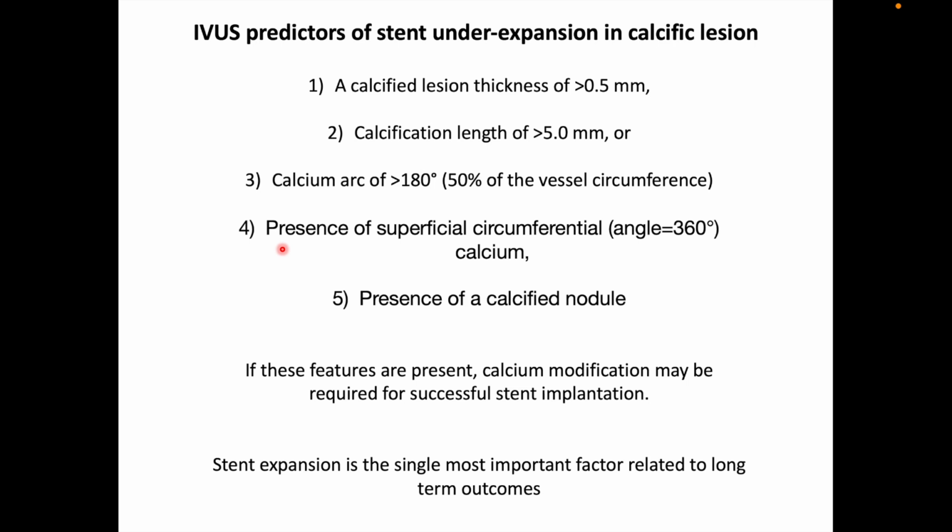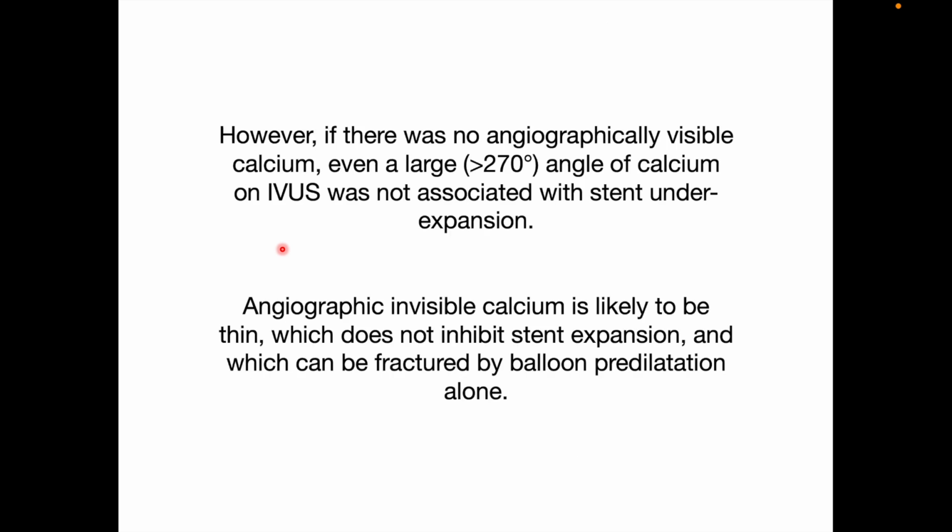That is a calcified lesion thickness of more than 0.5 millimeters, calcification length of more than 5 millimeters, calcium arc of more than 180 degrees, presence of superficial calcium, circumferential calcium, presence of a calcified nodule. If these features are present, calcium modification may be required for successful stent implantation, and stent expansion is the single most important factor related to long-term outcomes.